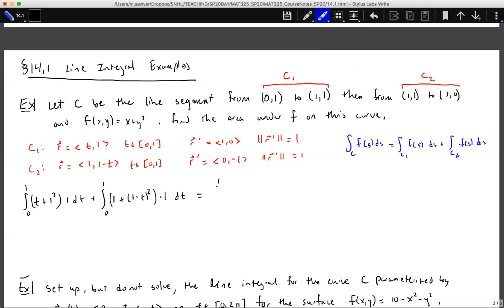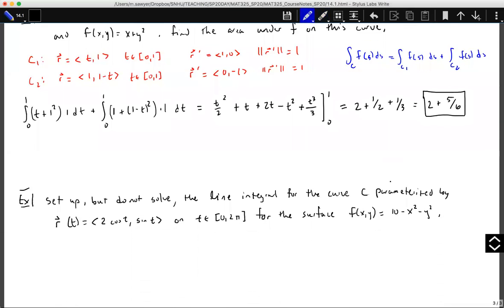Solving this integral, we get t over 2 squared plus t plus 2t minus t squared plus t cubed over 3, all evaluated from 0 to 1, and this equals 2 plus 1/2 plus 1/3, which equals 2 plus 5/6, and this is the area underneath that curve.